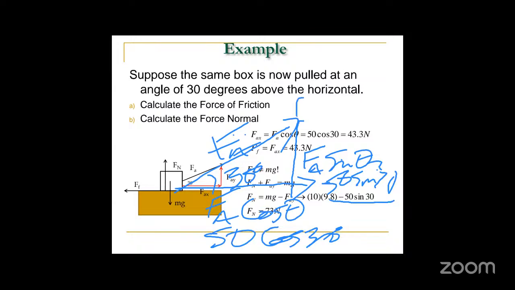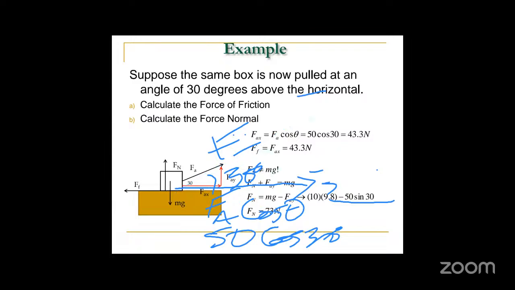So the frictional force is equal to 50 sine 30 degrees, which is 43.3 Newton.